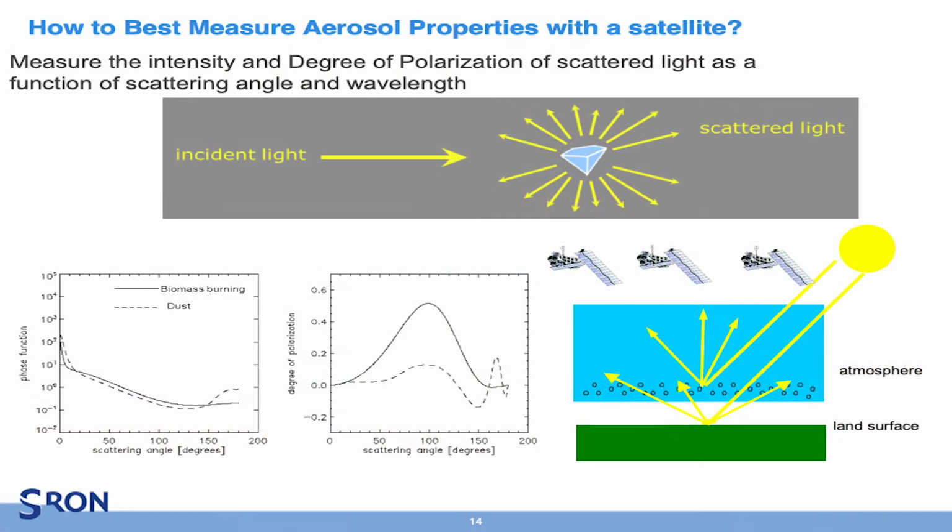So this is about SPEXone. You've seen cartoons very much like this. One of the points of this, of course, is that you have the phase function varying. You also have the degree of linear polarization associated with dust versus biomass burning looking very different. Biomass burning looks very much akin to molecular scattering, right? You have a peak in polarization right around 90 degrees.